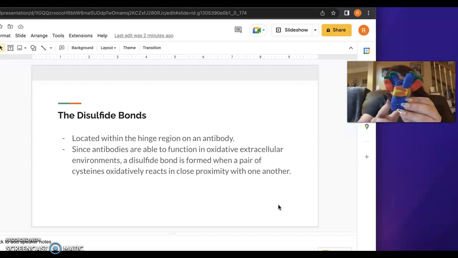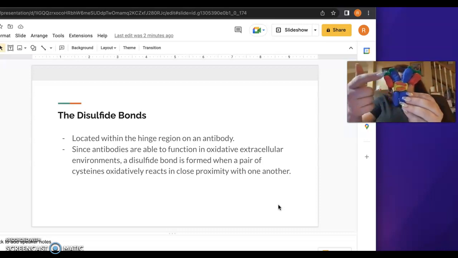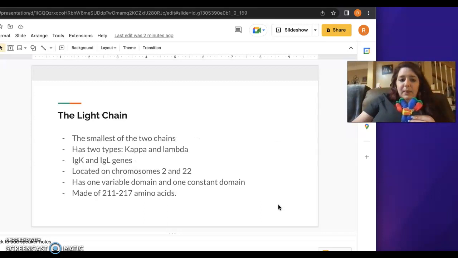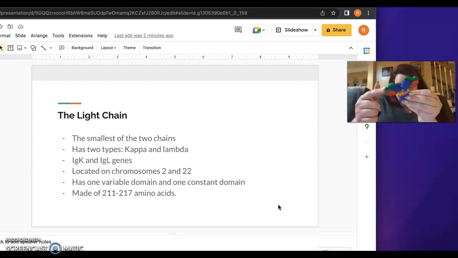So I should give you a little close-up of my antibody. So again, we have our heavy chain, we have our light chain, we have our hinge region, we have our disulfide bonds, and then we have the paratope here at the top.